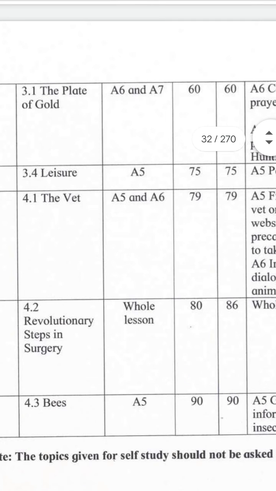Then 4.1, the poem again, The Wet. Question number 5 and question number 6, which fall on page number 79, are omitted.